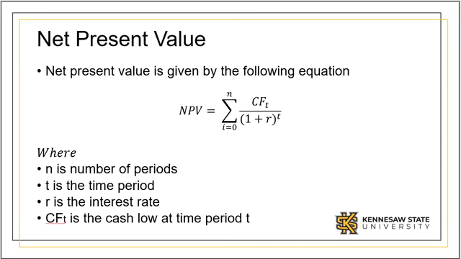Net present value is given by the equation. Here N is the number of periods, T is the time period, R is the short-term interest rate, CF is the cash flow at time period T. Be aware that cash flow is the benefit less the cost.